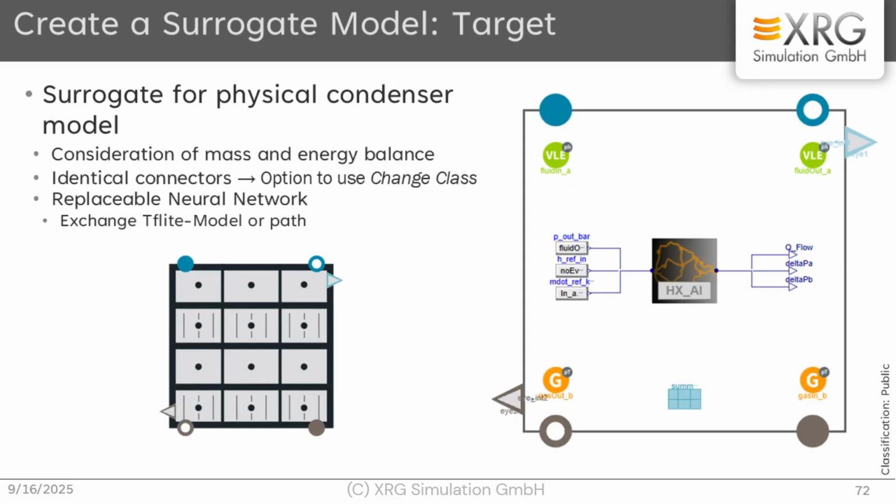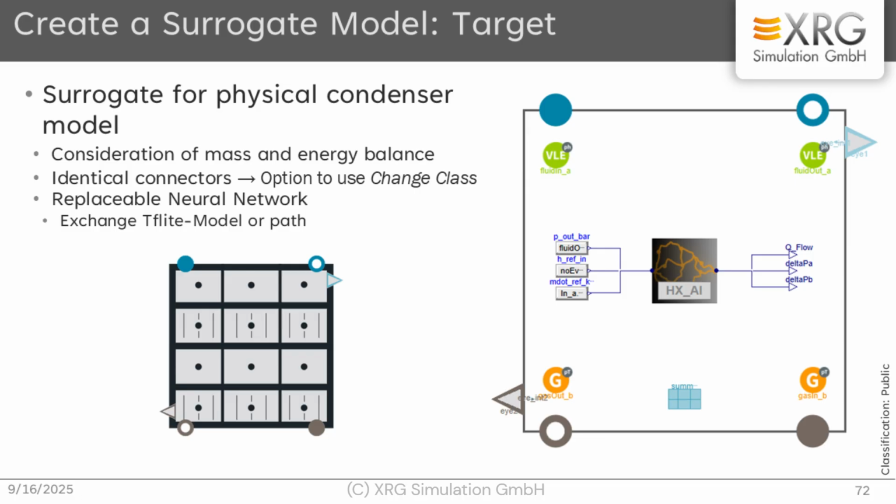So this would be the next task, the surrogate model for the physical condenser. It should look like the one on the right side, and the left side of the icon. Like I told before, we have the consideration of mass and energy balance. We also want identical connectors so that we can exchange this component by using the change class feature.